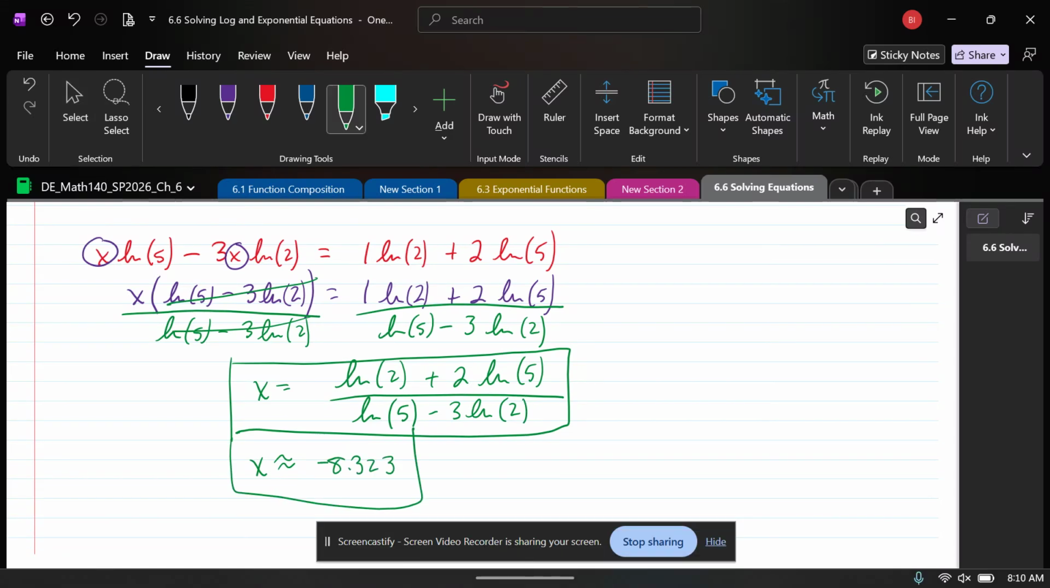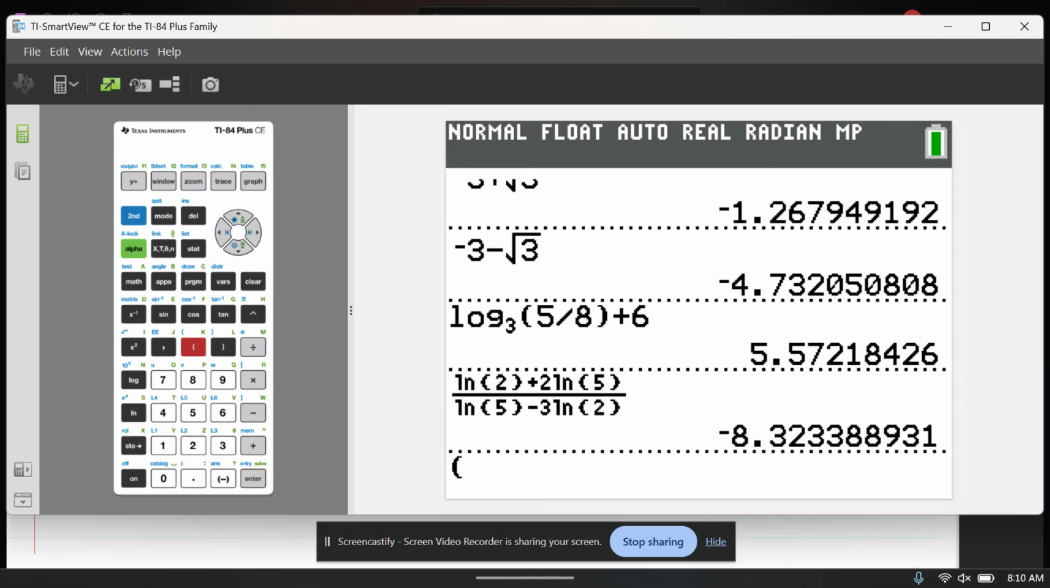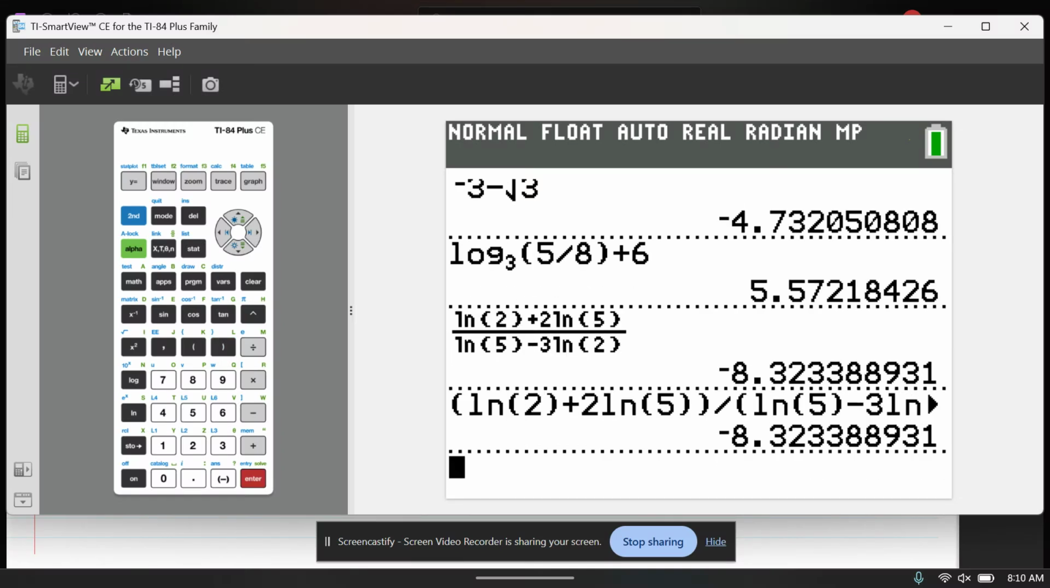If you're not using the fraction button, you have to put the top in parentheses and do natural log of 2, close those parentheses, plus 2 natural log of 5, close the parentheses for the numerator, divided by parentheses for the denominator, natural log of 5 minus 3 natural log of 2, then close those parentheses. So you've got parentheses around the numerator and parentheses around the denominator. It gets you the same decimal. The fraction button just makes it a little easier to read, since it looks more like what's on your paper.